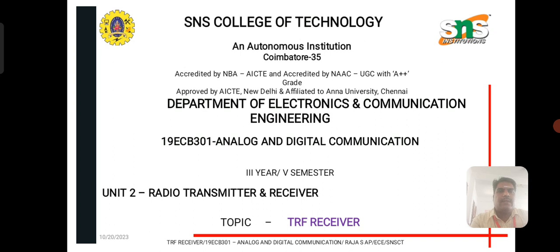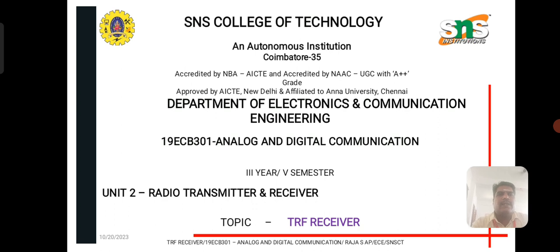In this video, I am going to discuss the topic tuned radio frequency receiver under the subject 19ECB301 Analog and Digital Communication. We know that a receiver is the receiving medium used to receive the input signal transmitted from the transmitter. The TRF receiver is basically under the category of radio receiver. The signals are transmitted from the transmitter and they are received at the receiver side.